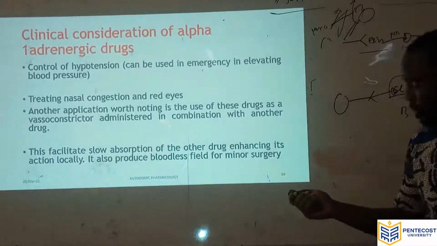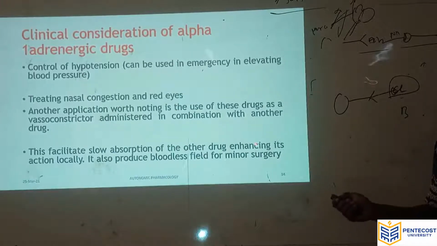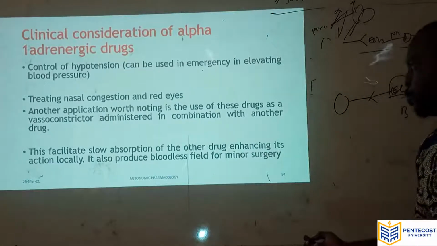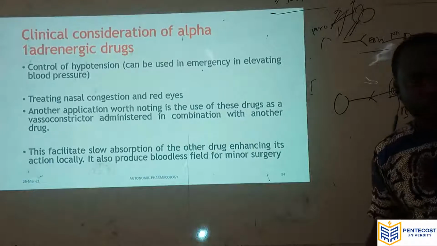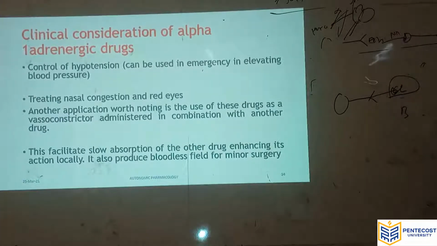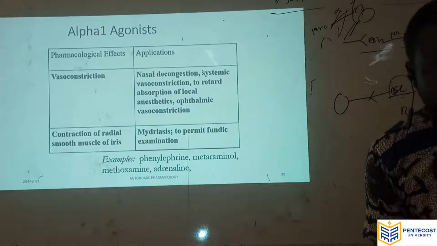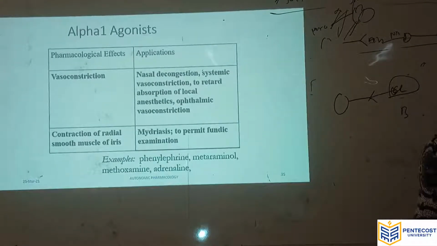So we add epinephrine to this local anesthesia just to prolong the action of the drug, and also to produce a bloodless field, or limit the amount of blood oozing from the blood vessels. So these are some uses of alpha 1 drugs. Let's move on to some other uses. So this was the alpha 1 agent.